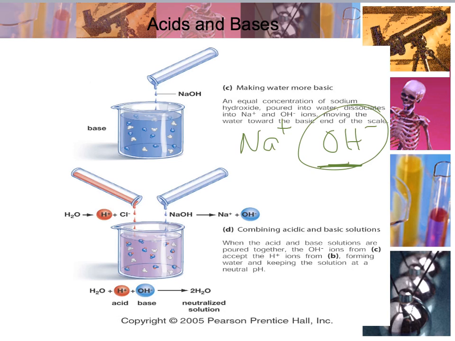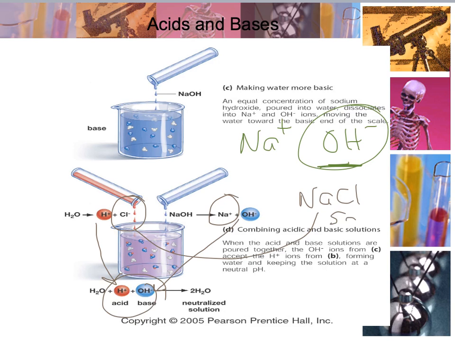Now, if we were to take both your acid and your base and put them together, this positive ion will come together with this negative ion, and it will form water. And it's neutralized. And then, of course, what happens to the sodium and the chlorine? Well, we know what happens when we get sodium chloride together. It forms a salt. So you take two very strong substances, an acid, hydrochloric acid, and a base, sodium hydroxide, mix them together, and you neutralize it and make salt water.